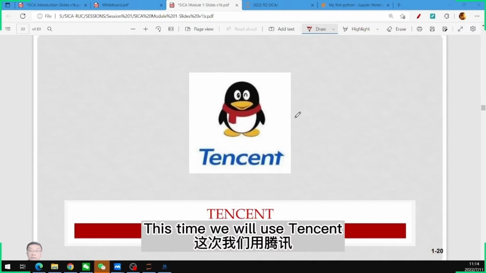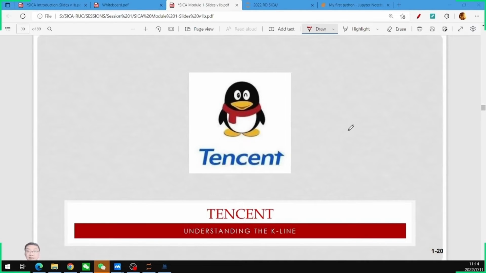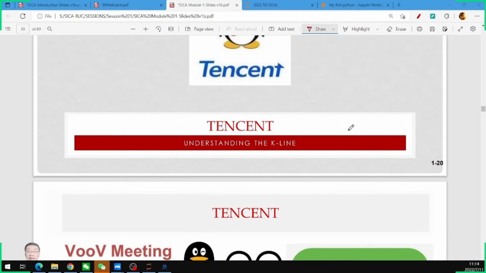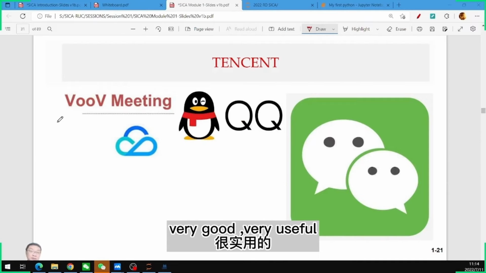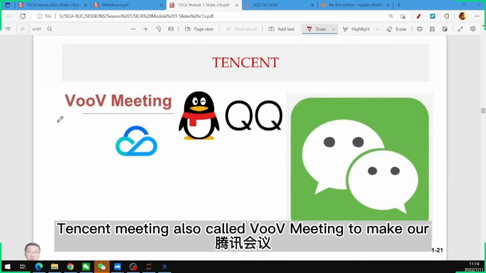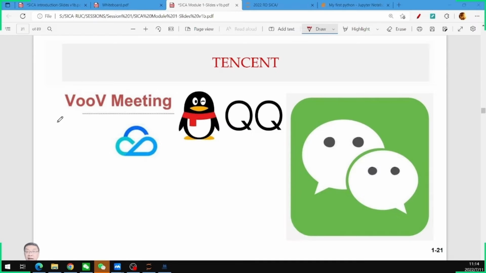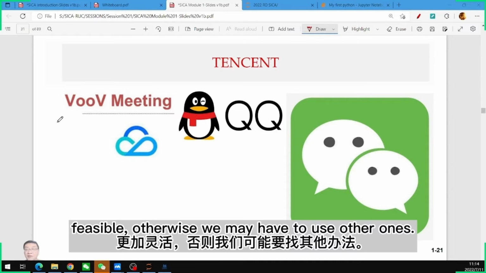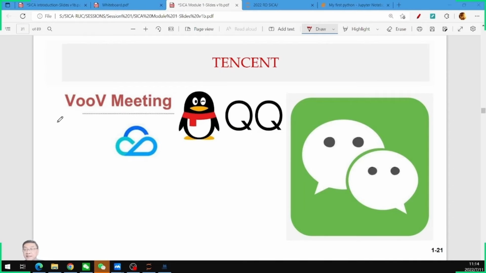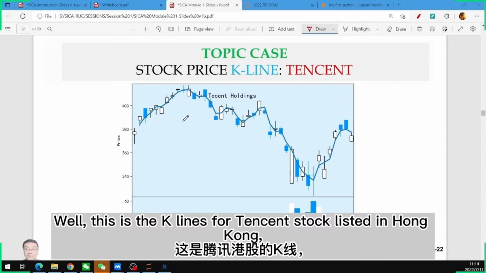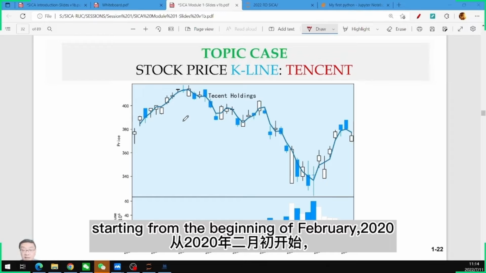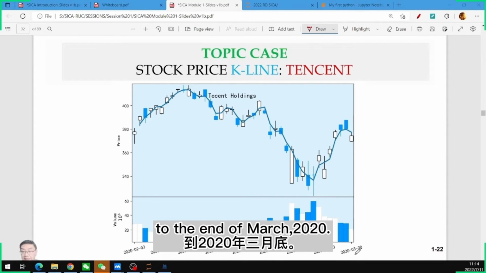This time, we will use Tengxun as our case study. Of course, thanks to Tengxun. They provide a very good, very useful Tengxun meeting, also called VOOV meeting, to make our course online feasible. Otherwise, we may have to use other ones. Well, this is the K lines for Tengxun stock listed in Hong Kong, starting from the beginning of February 2020 to the end of March 2020.